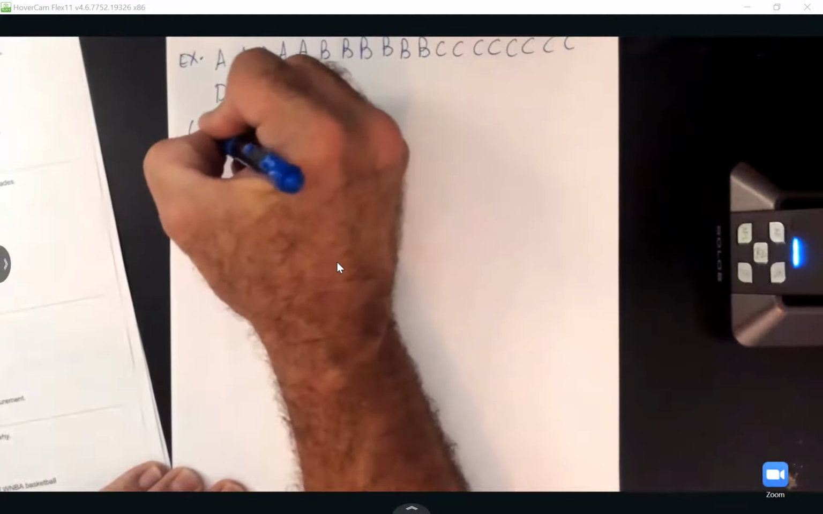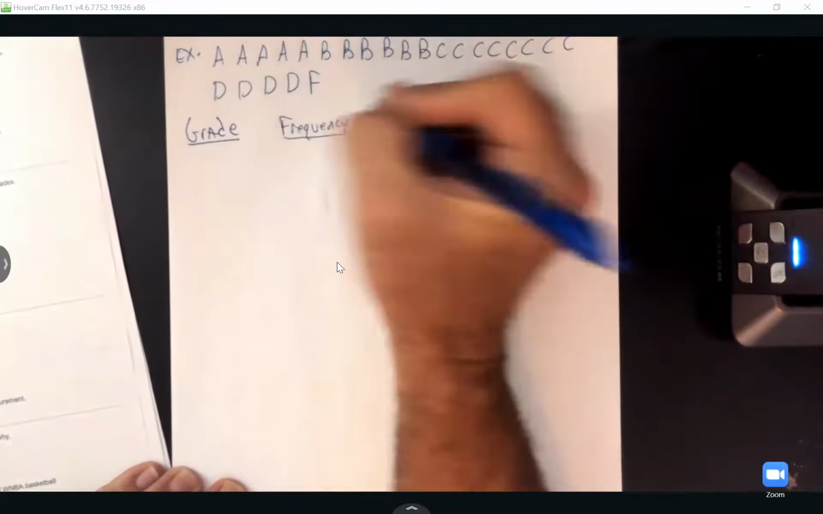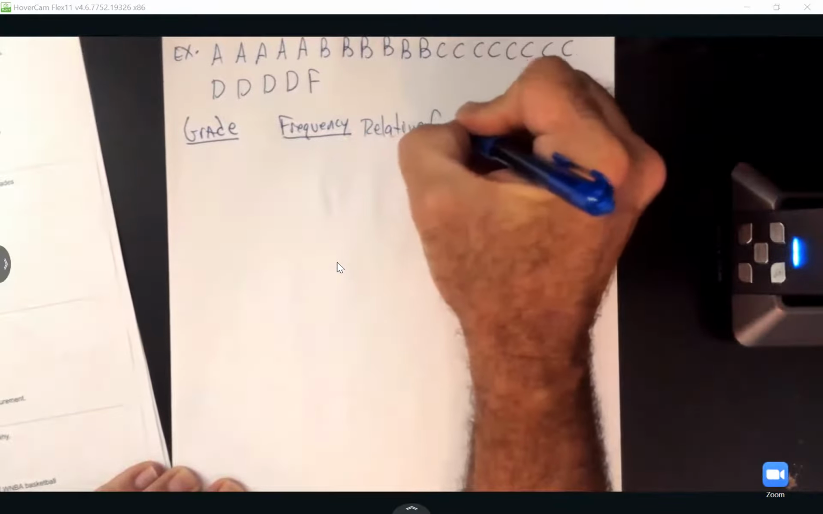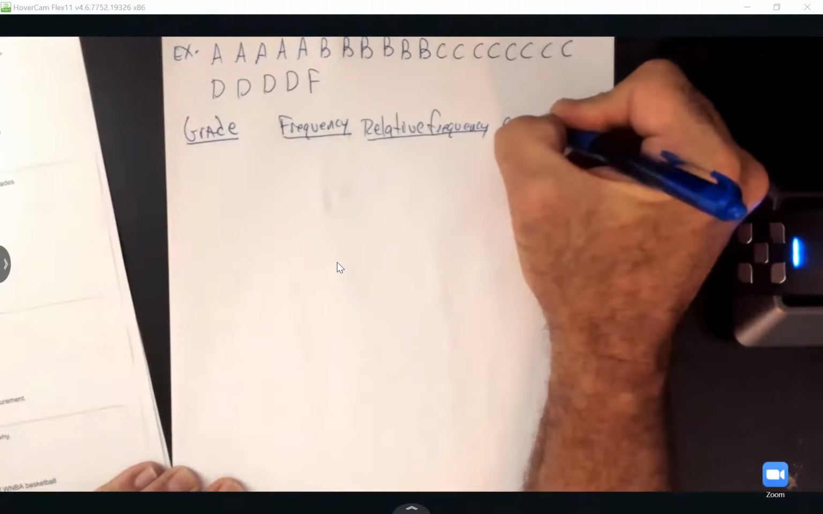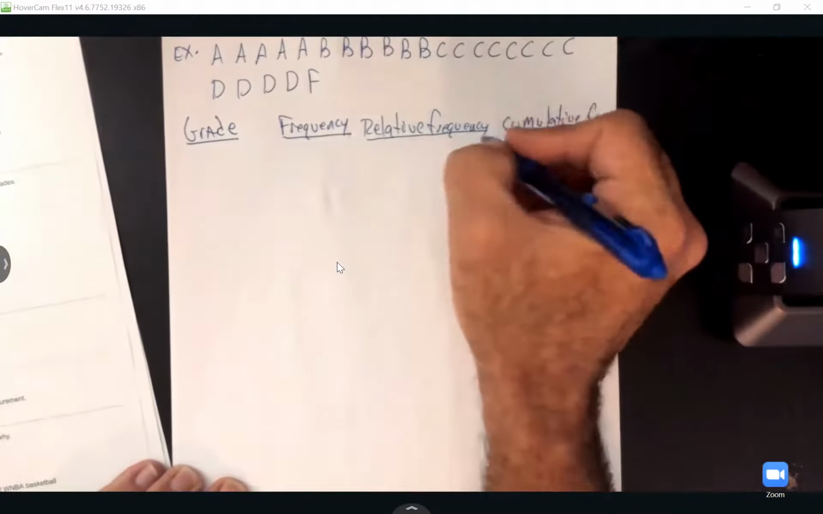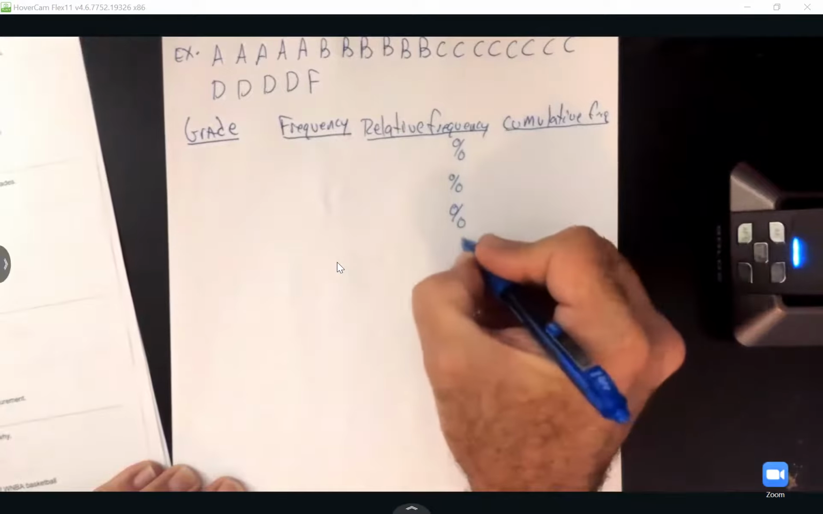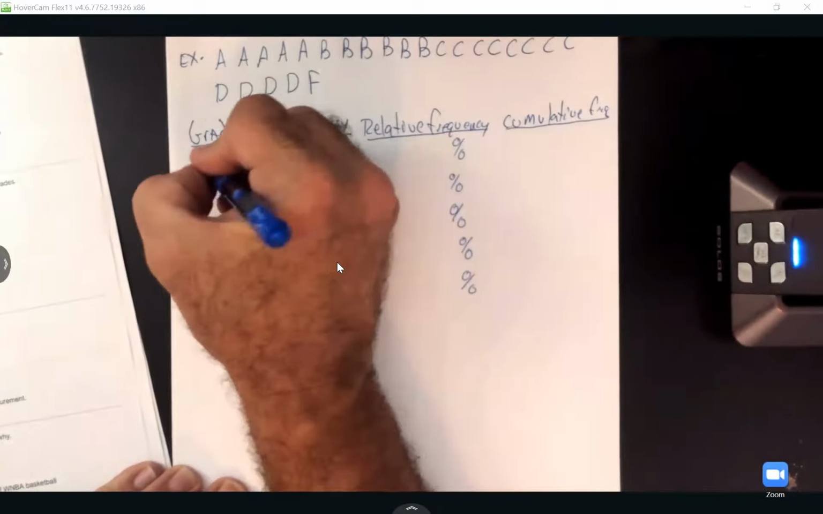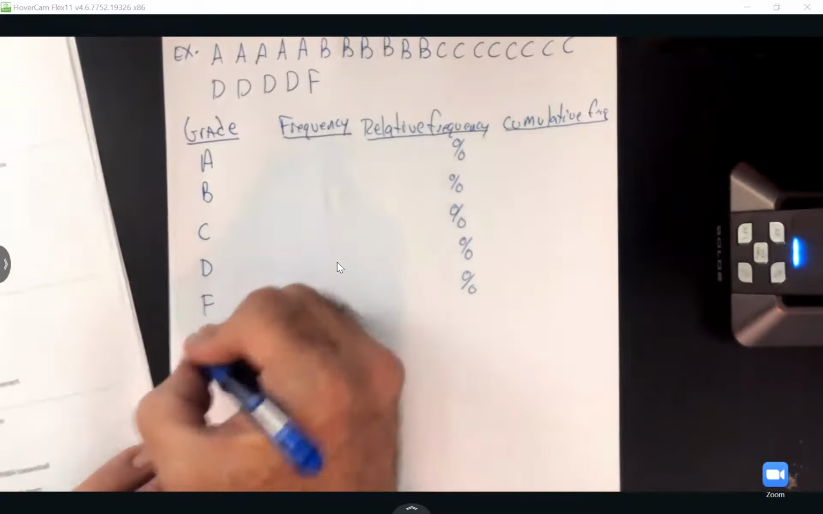So over here, they're breaking the categories into grades. Then we'll put our frequency, our relative frequency, just like we did a while ago, and then our cumulative frequency. Now the relative frequency, they're going to want all these in percents. So they're putting percents by each of these. So it looks like I'm going to have 5 categories because I got my A's, my B's, my C's, my D's, and my F's. And then down here, we'll put our totals.